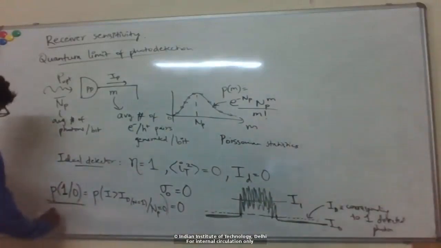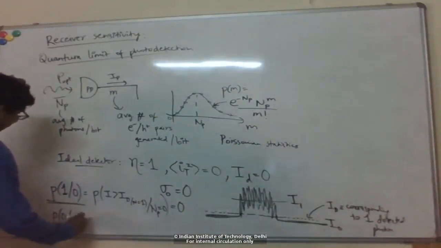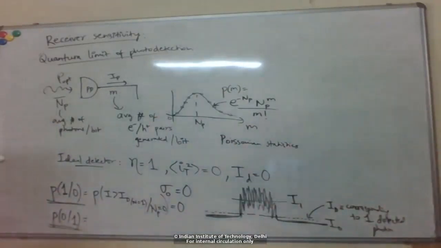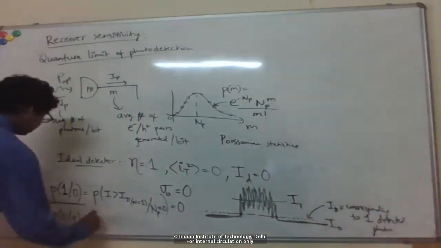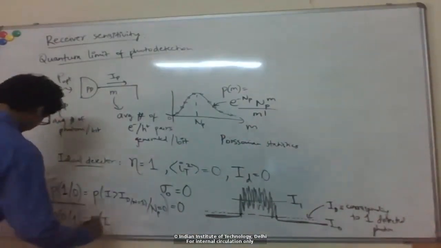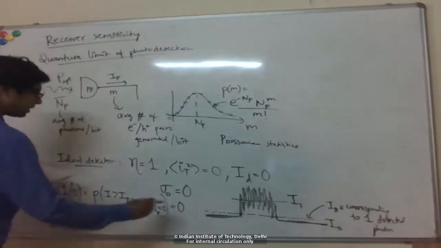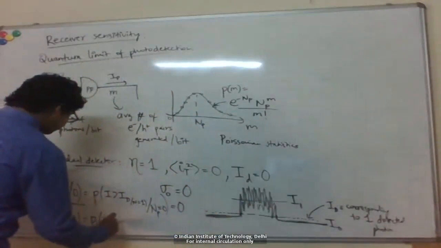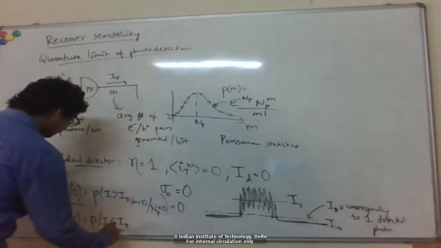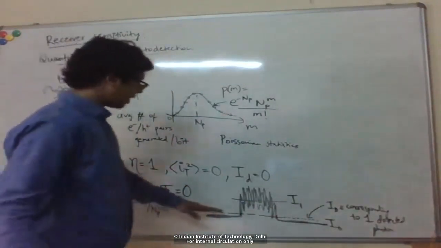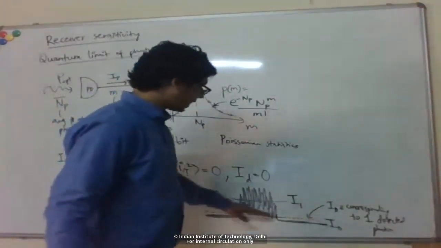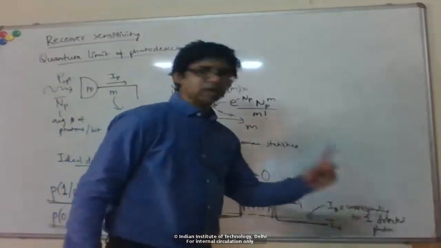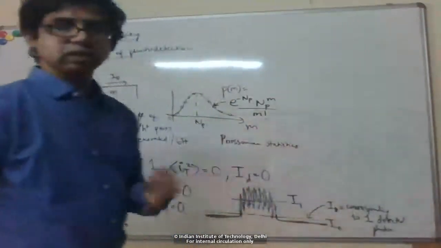Okay, but the other error: if bit 1 was sent but I detect it as bit 0, when will that happen? If the detected current is less than this I_D, or basically it's 0. This is another way of saying that the detected current is basically just 0, because I've set the threshold at the minimum level corresponding to one detected photon or one electron.